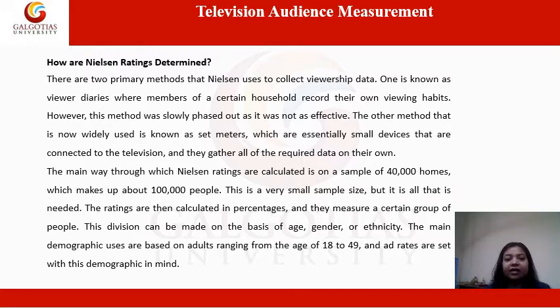The ratings are then calculated in percentage and they measure a certain group of people. This division can be made on the basis of age, gender or ethnicity. The main demographic used is adults ranging from the age of 18 to 49, and ad rates are set with this demographic in mind.